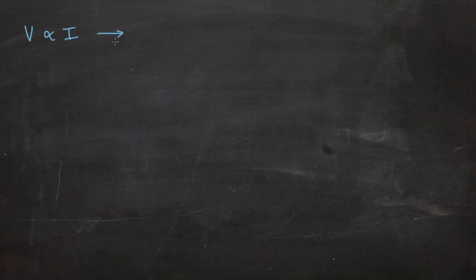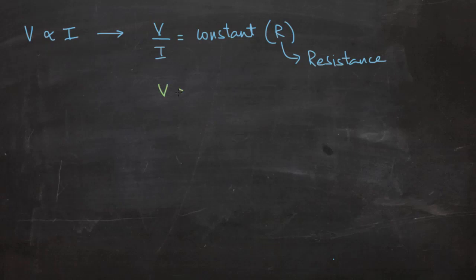We could go ahead and rearrange these terms, removing the proportionality sign and writing V by I is equal to some constant. This constant is written as R, R standing for resistance. This can again be written as V is equal to IR. This is the famous equation related to Ohm's law.